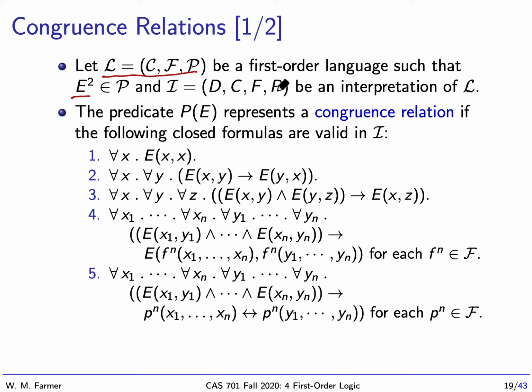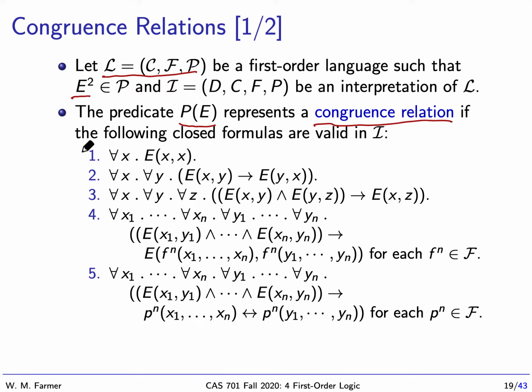Then we have some interpretation. In this interpretation, we're going to interpret E as some binary predicate. As you know, all binary predicates represent binary relations. So this interpretation of E represents some binary relation, and it represents a congruence relation if the following closed formulas are valid in our interpretation. I'm not actually defining a congruence relation directly, I'm defining it implicitly. It's a little more convenient to do it that way.